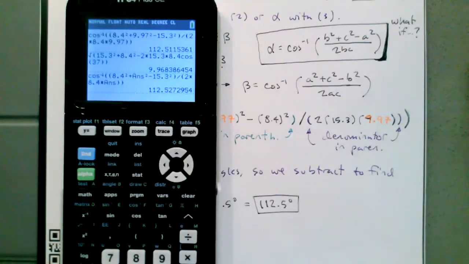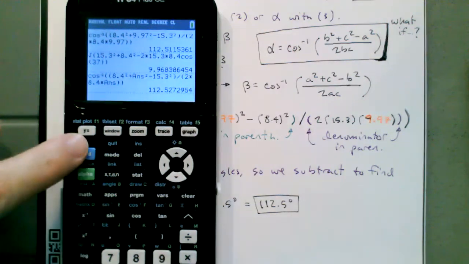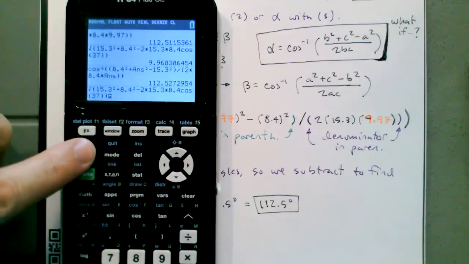So as we can see, with 9.97, we still get the same 112.5. We're not off until we get to the nearest hundredth, at 112.51 versus 112.53. So we got 527 versus 511. So we're only off by 16 thousandths. And as usual, the more rounded we get, the further off our answers are going to be.